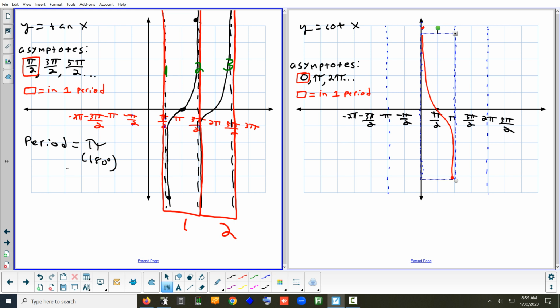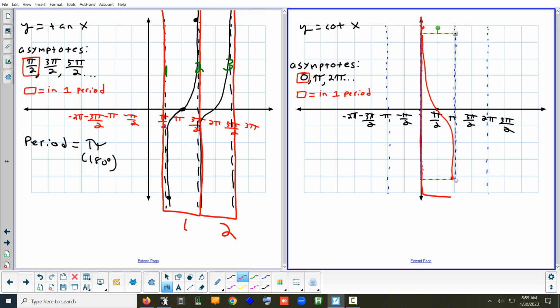What's the same between these two graphs? What's something that they both have in common? The period. Yeah, they both have exactly the same period. If I just put a box around this cycle right there, that box starts at 0, and it ends at pi. How much is pi? 180, yeah. So the period here is equal to pi. So yeah, same period.